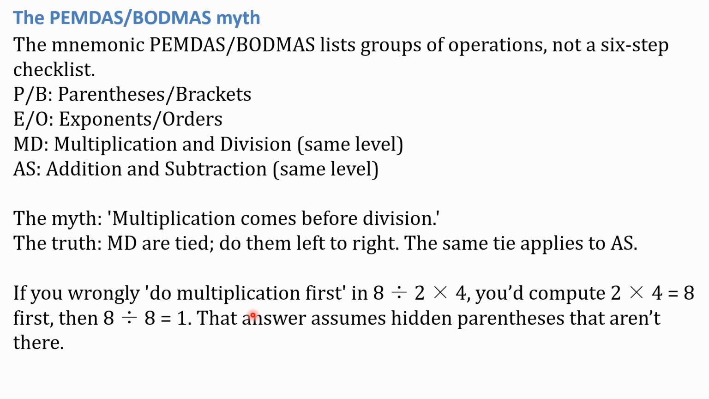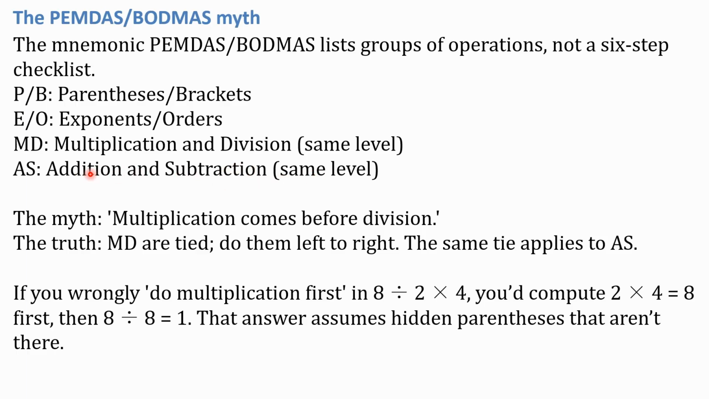This huge PEMDAS and BODMAS myth is really rampant, and I see it all over online in all kinds of posts where people keep insisting multiplication before division. Again, PEMDAS and BODMAS list groups of operations, not a 6-step checklist. You have the P, B, parentheses, brackets, then E, O, exponents, orders, would be step number 2. Step number 3 is your multiplication and division, again at the same level. And then step number 4 is addition and subtraction. Again, these are at the same level.